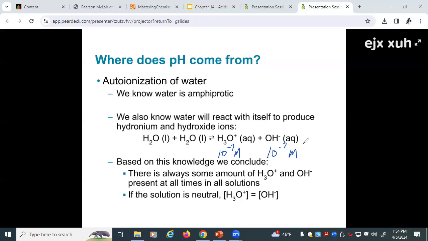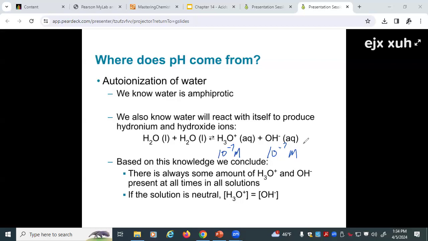And so the other thing that we need to draw out of this is that for any aqueous solution, regardless of its acidity or its basicity, there is always going to be some amount of hydronium and some amount of hydroxide because of this autoionization. So even if I have the most acidic solution that I can think of, there's still going to be some hydroxide in it. And even if I have the most basic solution I can think of, there's still going to be some hydronium in there because of that autoionization.